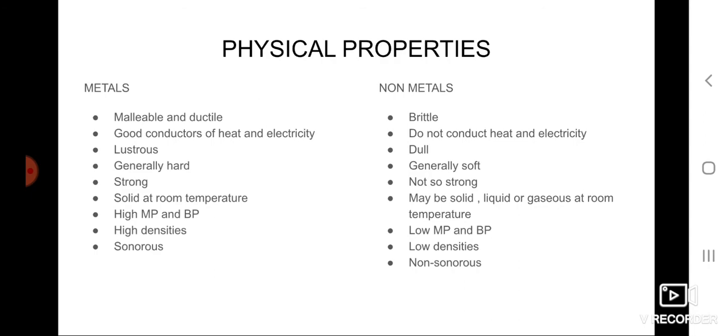Non-metals have many different colors. For example, sulfur is yellow, phosphorus is white or red, graphite is black, chlorine is yellowish green, whereas hydrogen and oxygen are colorless. This is all about physical properties of metals and non-metals.